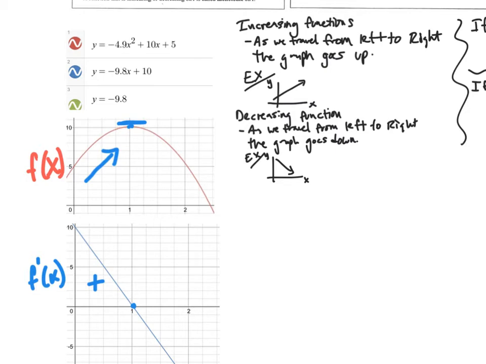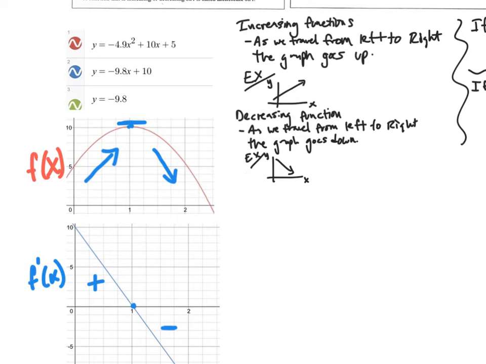And then, all of a sudden, as we look at the values over here on our derivative, we notice that those values are negative. They're below the x-axis, and so they're negative, all right? And so our function, then, is decreasing. Our y values, as we go from left to right, are getting smaller. The graph is going down, okay? And so this is a really good example of what exactly it is that we're doing.